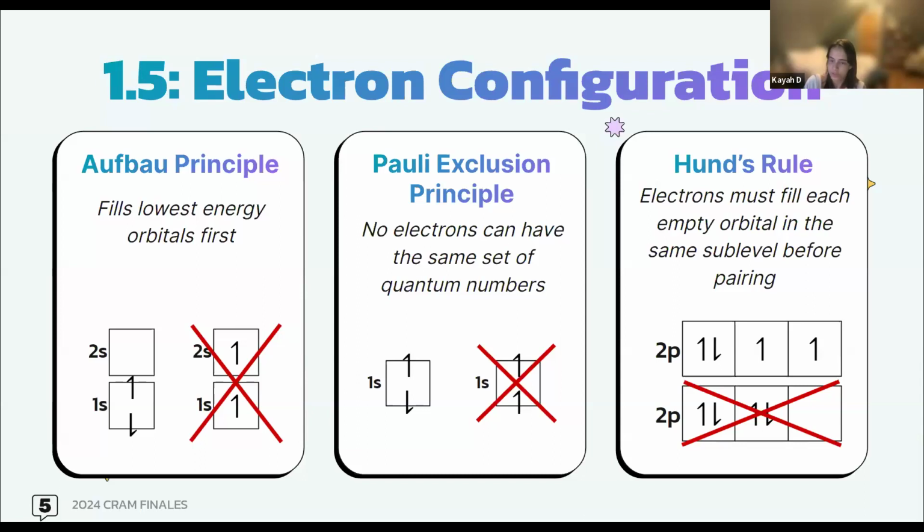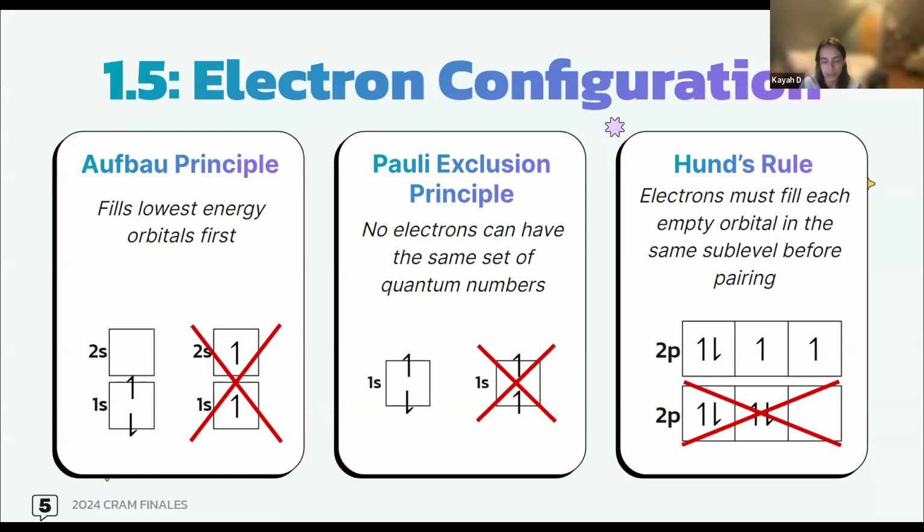Another thing is Hund's rule. Electrons must fill each empty orbital in the same sublevel before pairing up, right? They're kind of like siblings. If anybody has a sibling here, you don't want to share a room with your sibling, right? Unless you have to. When you have to, then that's different. That's Hund's rule. If they have a certain number of orbitals in a sublevel, they want to have their own. They only want to pair up if they have to.